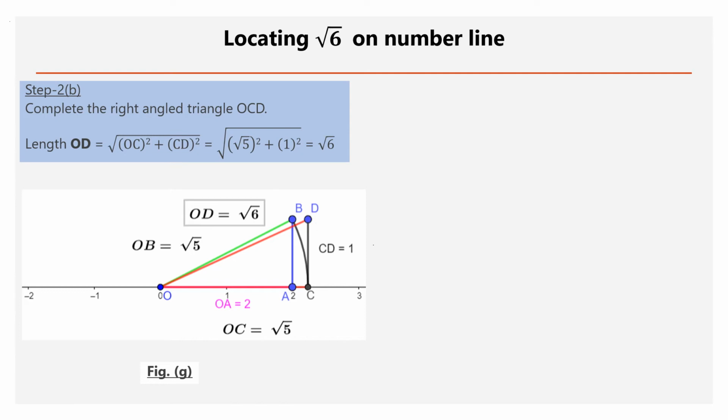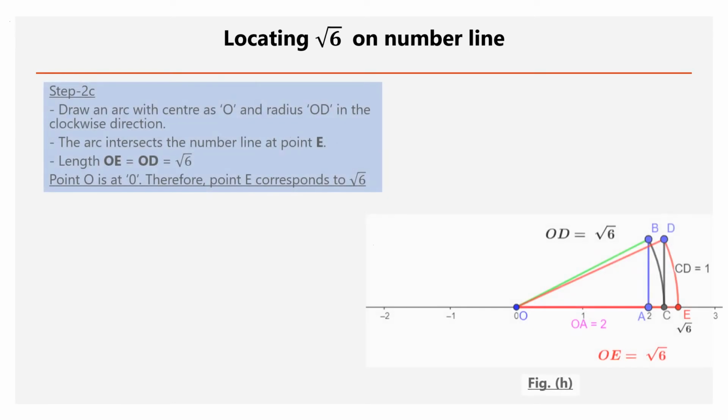Next, what to do? We already know. We need to draw an arc with center at O and radius OD. The arc is drawn in clockwise direction, intersecting the number line at point E. OE is equal to OD because both are radii of the same arc. As O is at 0, E corresponds to square root 6. So we have completed the marking of square root 6 on the number line.